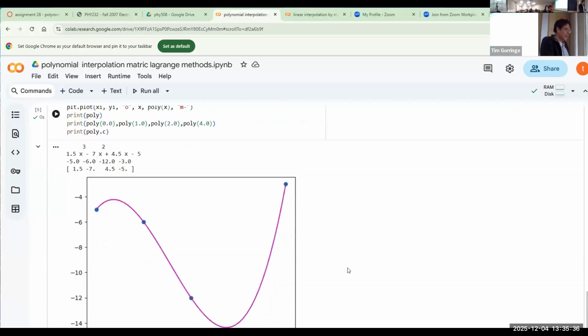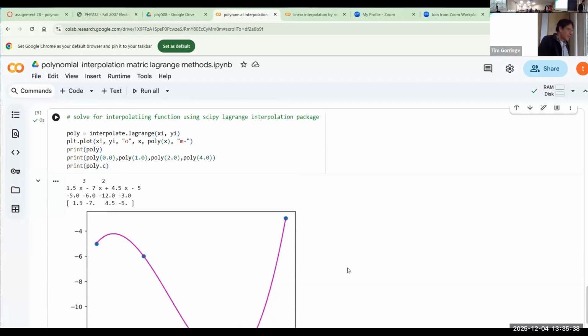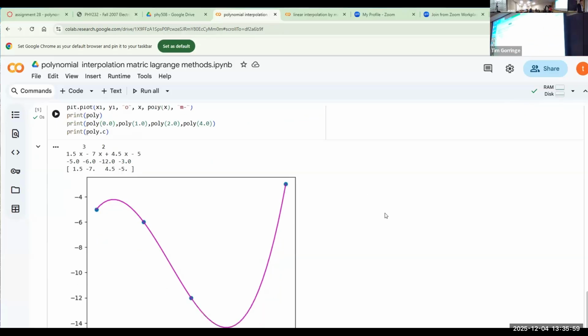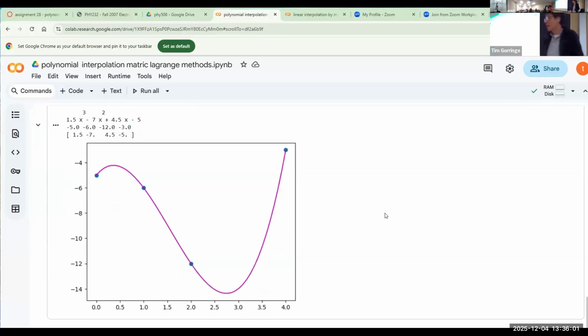And then finally here, of course, in practice, this is the way you would solve this problem. You call this one Lagrange function with the arguments of your independent variable and your dependent variable in these arrays, and it's going to return a polynomial object, which is that interpolating function. And yet again, it's the same interpolating function here again.